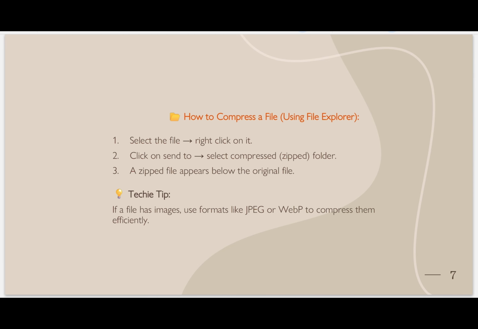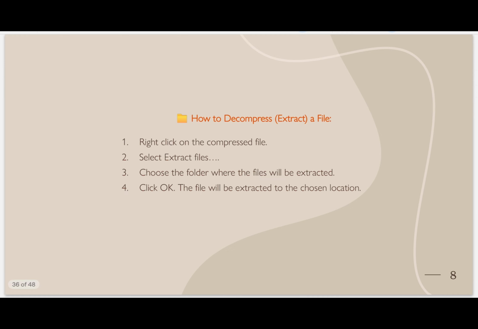Tip. If a file has images, use formats like JPEG or WebP to compress them efficiently. Always when compressing a file, use what formats? JPEG and WebP to compress the images.